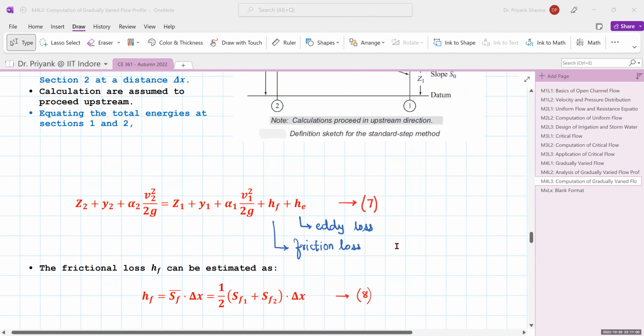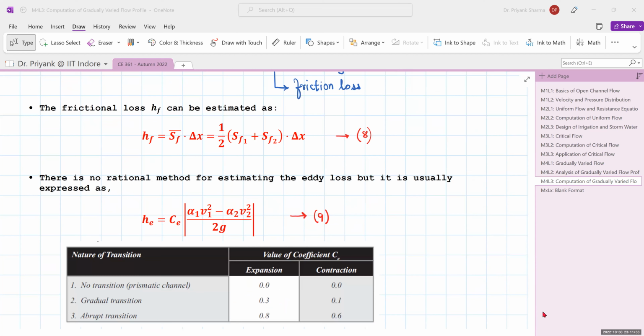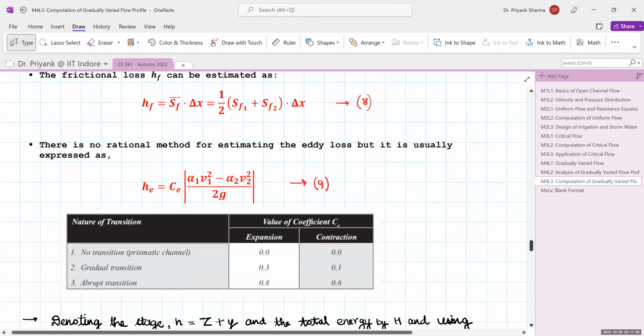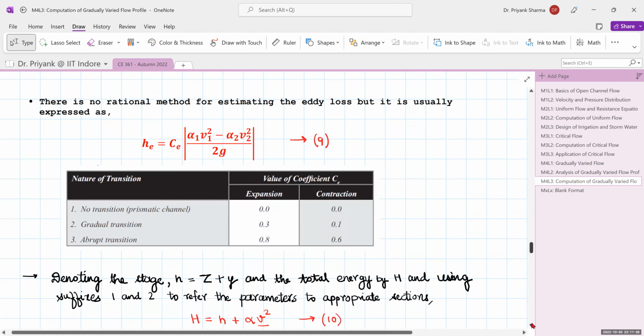The energy equation at both the sections can be given as Z2 plus Y2 plus alpha 2 V2 square by 2G is equal to Z1 plus Y1 plus alpha 1 V1 square by 2G plus HF plus HE. HE is the eddy loss, HF is the friction loss. The friction loss is estimated using SF bar into delta X, where SF bar is half of SF1 plus SF2. While the eddy loss is determined using this equation, where HE equal to CE times alpha 1 V1 square minus alpha 2 V2 square upon 2G.